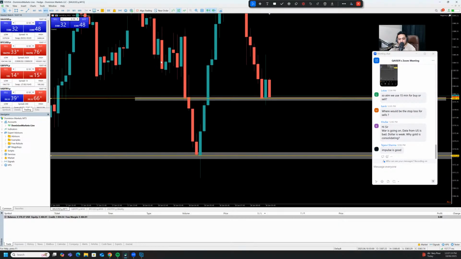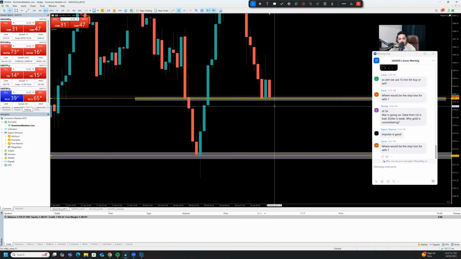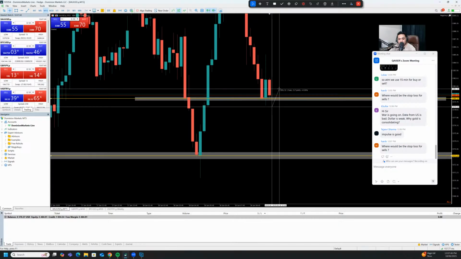So just waiting here. I would like to see this M15 candle as a confirmation. This impulse actually makes sense, but I'm having a gut feeling that if I executed somewhere here, it could be rejected and come back into the range.